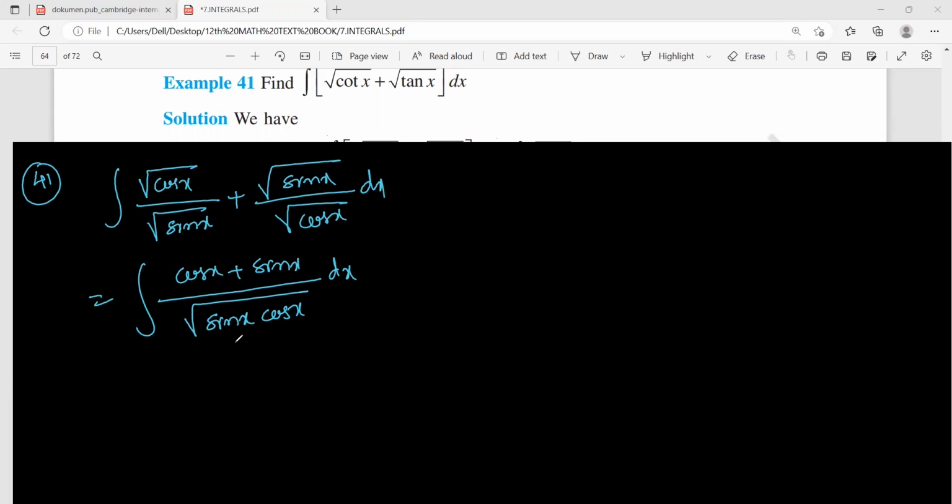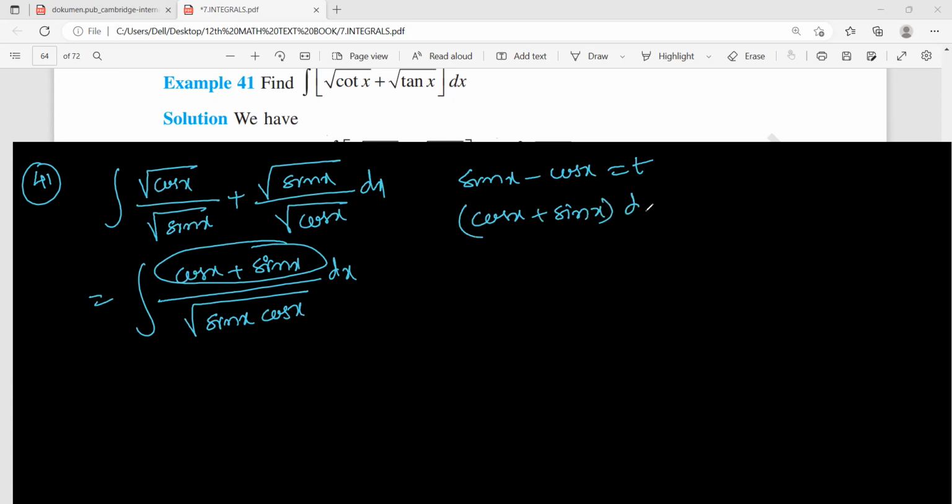Once again, this we are done. Yes or no? This model I told you how to do it. What you should do is, cos x plus sin x is there, and sin x minus cos x you can take as t, so that this becomes dt. You see, such a simple thing. Cos x plus sin x dx is dt.